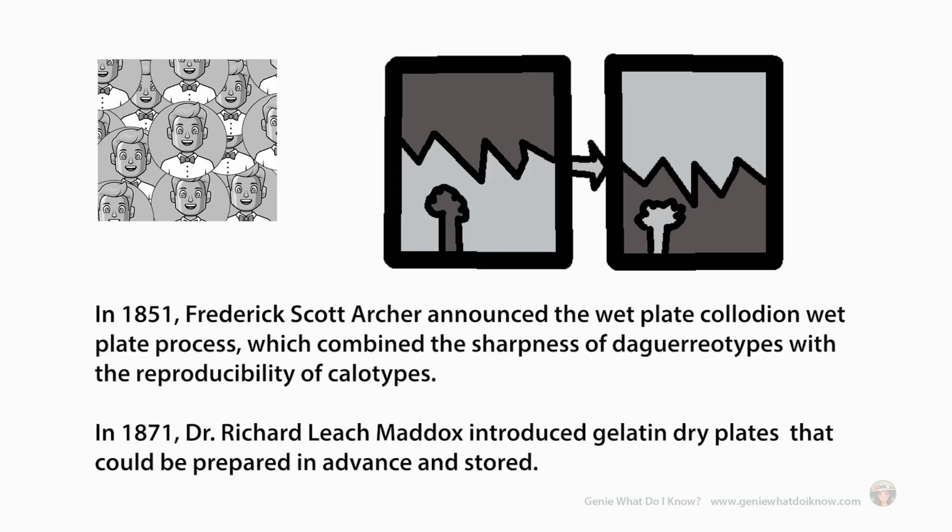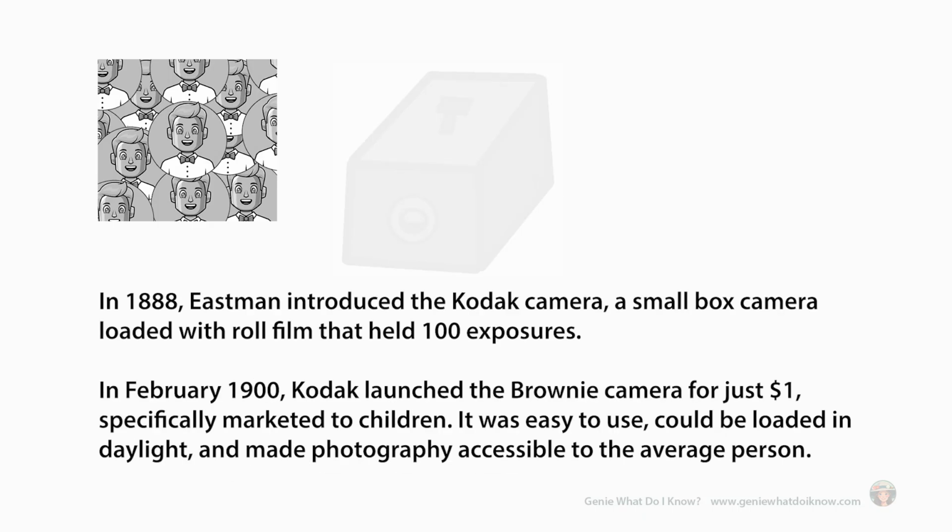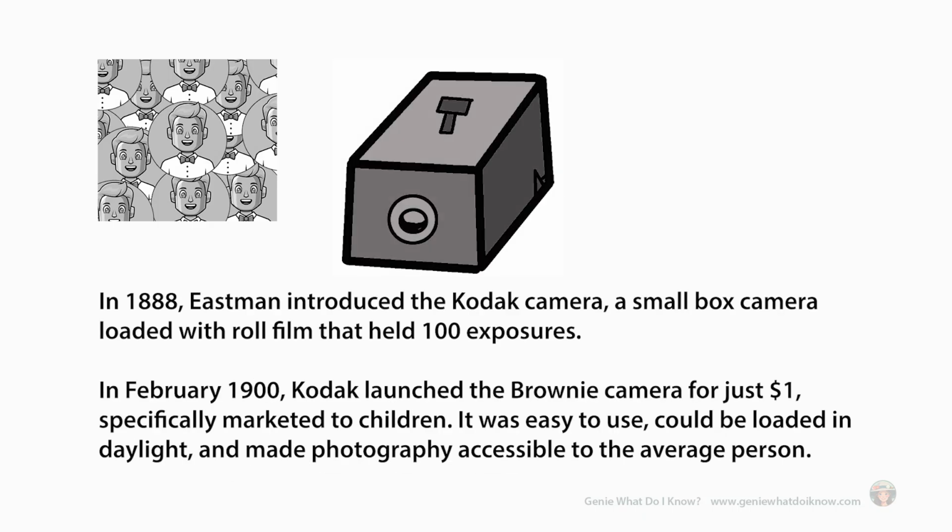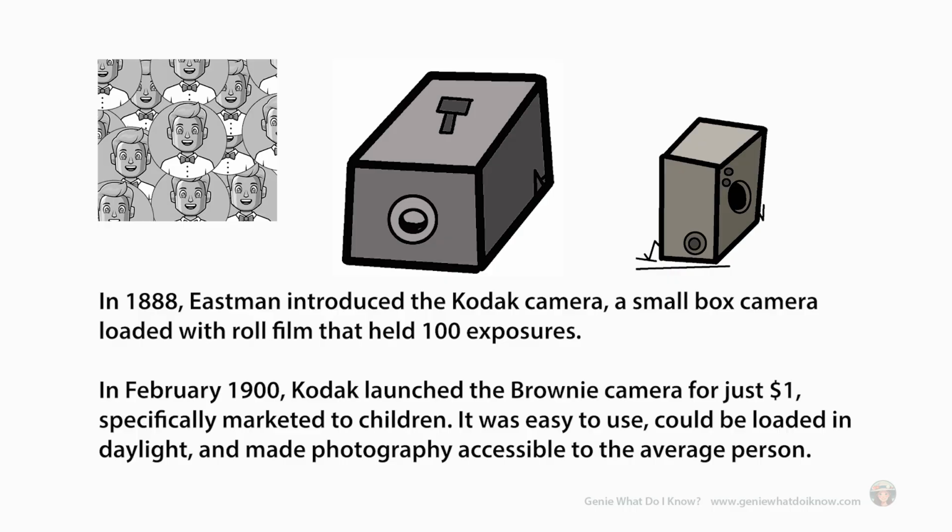In 1871, Dr. Richard Leach Maddox introduced gelatin dry plates that could be prepared in advance and stored. In 1888, Eastman introduced the Kodak camera, a small box camera loaded with roll film that held 100 exposures. In February 1900, Kodak launched the Brownie camera for just $1, specifically marketed to children. It was easy to use, could be loaded in daylight, and made photography accessible to the average person.